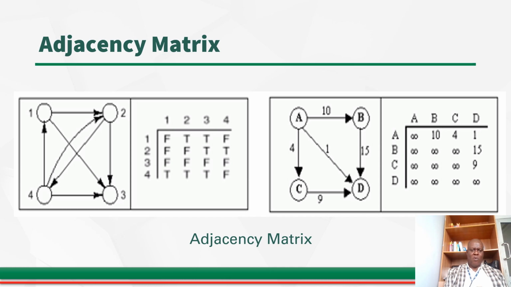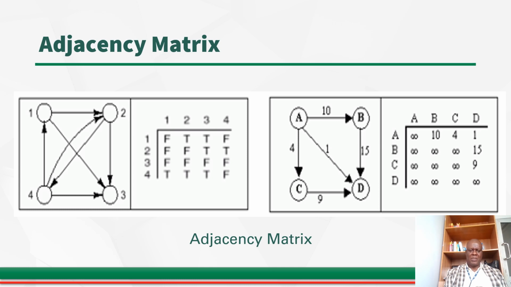So you now have 1 to 1, F, that means they are not connected. 1 to 2 is connected. There's a direction. 1 to 3, I'm looking at the first table, True, there's a connection from 1 to 3. 1 to 4, F, no connection. 2 to 1, F. 2 to 2, F, no connection. 2 to 3, T, there's a connection. 2 to 4, T, there's a connection. 3 to 1, F. 3 to 2, F. 3 to 3, F. And 3 to 4, F.